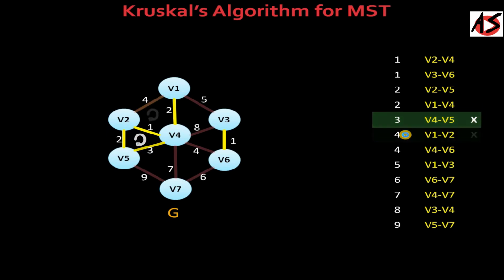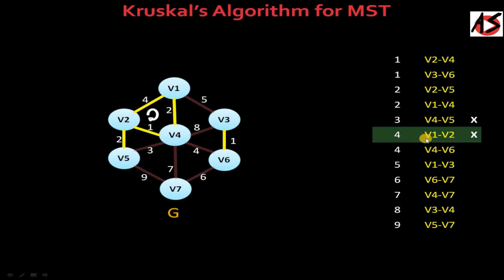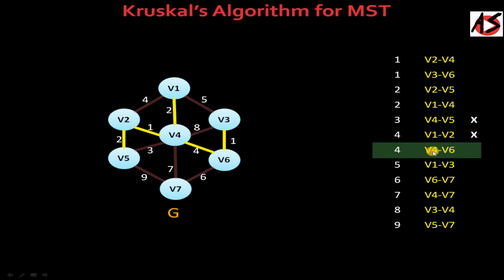So we will straight away move ahead and we will get the V1 to V2 that is having weight 4. But you can see it's also making a cycle, that is V1, V4, V2 and V1. In a tree a cycle is not allowed, so we will reject this edge. We are moving ahead and getting another smaller edge and it is V4 to V6. Here you can see V6 having weight 4 and it's not creating any cycle. So we will select it.